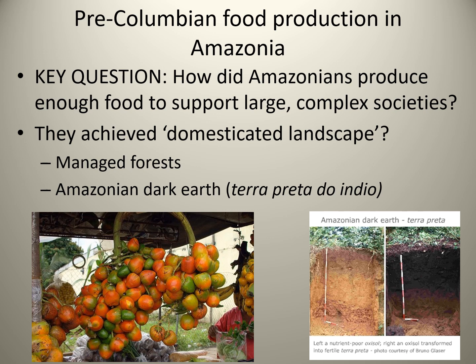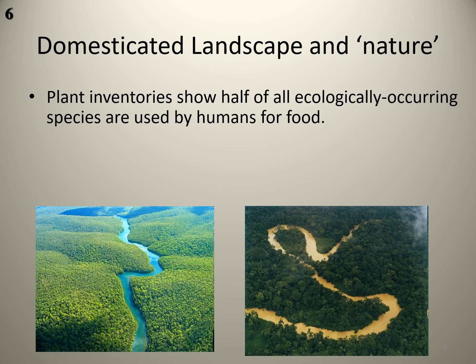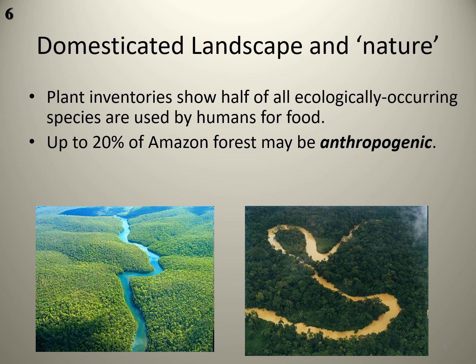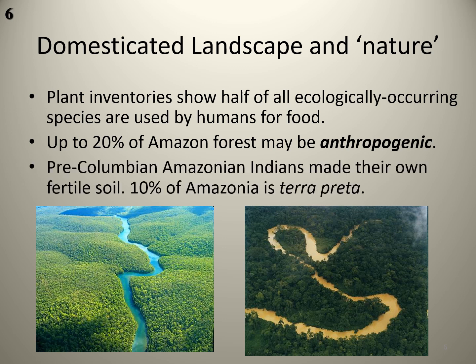And so these ancient Amazonian societies, they modified their landscapes on a large scale. Again, plant inventories show half of all ecologically occurring species in the Amazon are used by humans for food. Up to 20%, up to a fifth of the Amazon rainforest might be anthropogenic, meaning human created, human modified. It would not look like that if humans had not impacted that environment. And pre-Columbian Amazonian Indians made their own fertile soil. Up to 10% of Amazonia consists of these patches of terra preta. Up to a tenth of the Amazon. That's huge.